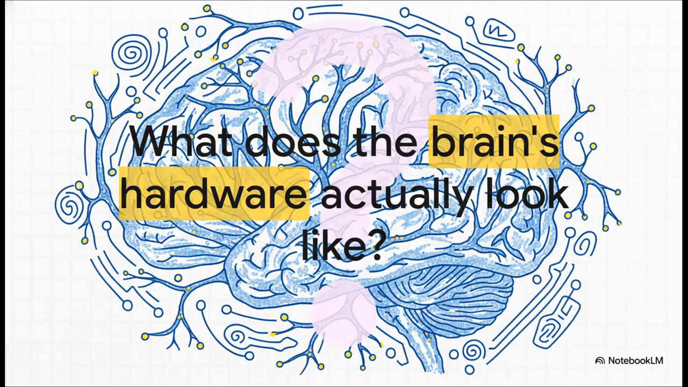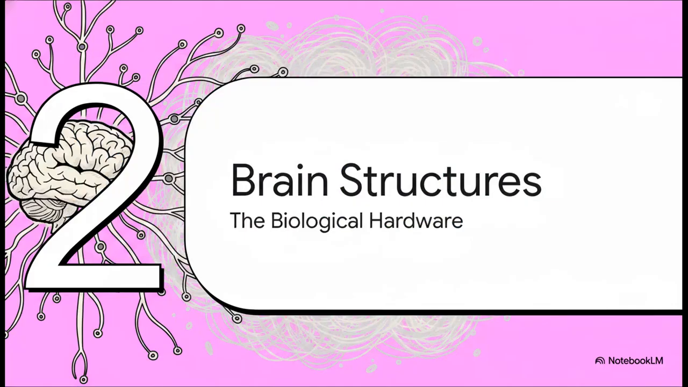So, we've got the tools down, but what does the actual biological hardware driving our behavior look like? Like, how do all these billions of neurons actually organize themselves to make you, you? Let's move right into Section 2, brain structures and functions, the biological hardware. We're going to look specifically at the cerebral cortex, which is that wrinkled outer layer of the brain that houses the vast majority of our central nervous system's neurons.